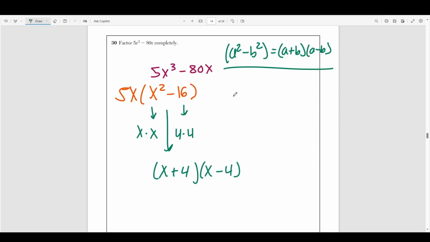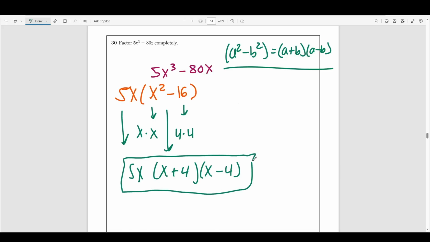Whenever you have x squared minus a perfect square like 9 or 16 or 25 or 81, that is going to be a dead giveaway that there's a perfect square there, and you're going to have to split it up into x plus that number times x minus that number. So now that I've simplified this further down into here, I just need to bring down my 5x, and this is the completely factored version of 5x cubed minus 80x.